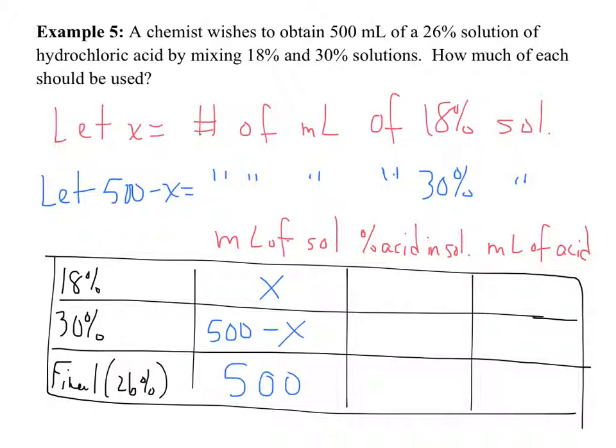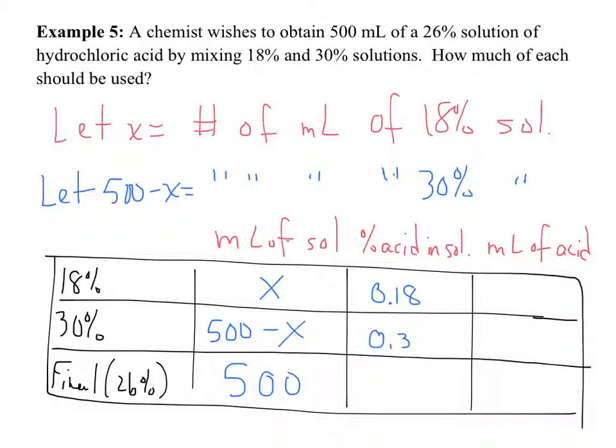Then, the percent acid of each solution. What percent acid are these? It's pretty obvious, it's in the actual title. So if I were to write this as a decimal for each of these, what would I write for the first row? 0.18. The second one?